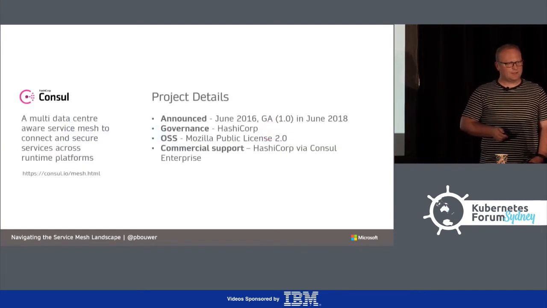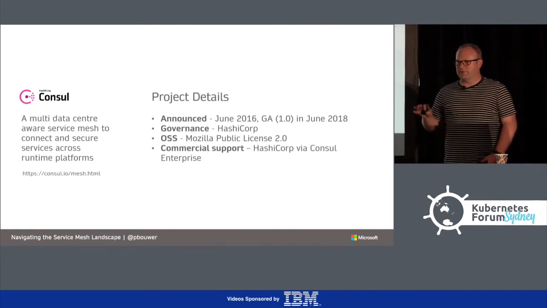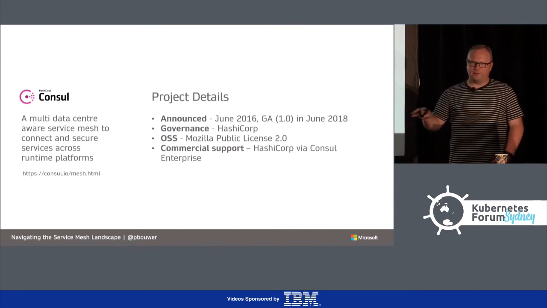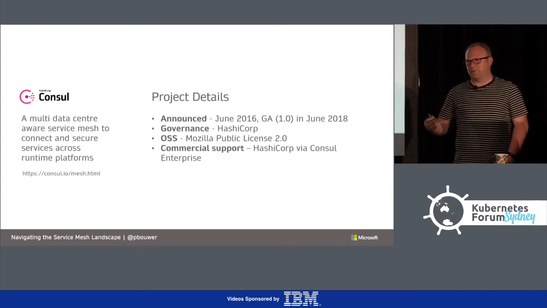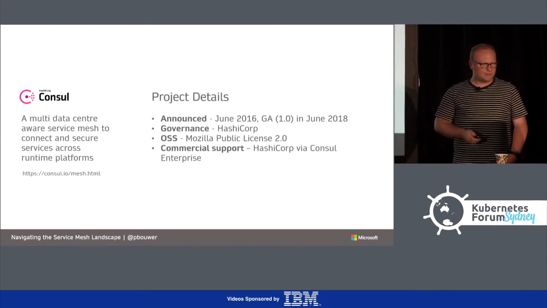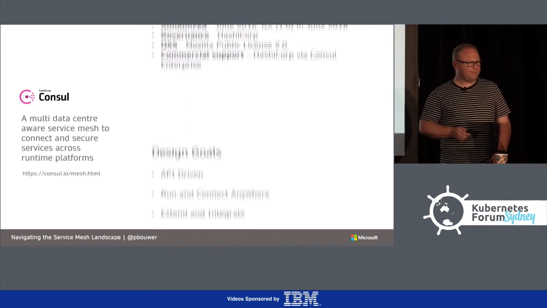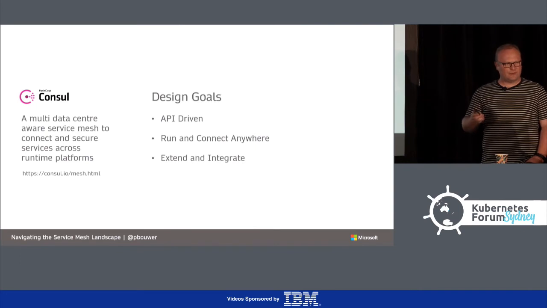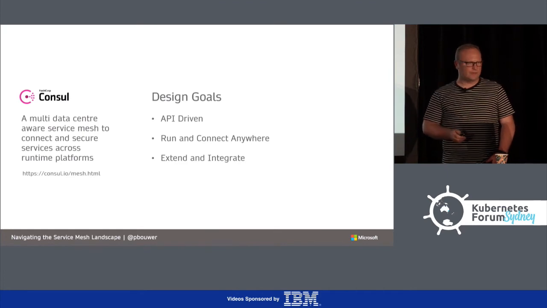And finally, let's look at Consul. So Consul from HashiCorp comes from a non-service mesh background. It has been around for a while. They've added capabilities to it now where it can behave like a service mesh. So there's commercial support through HashiCorp. Their design goals are API-driven, run anywhere, connect anywhere, extend and integrate. So they want to also be able to run across any workload you want, whether that's VMs or Kubernetes. So this is also a core design goal for them.